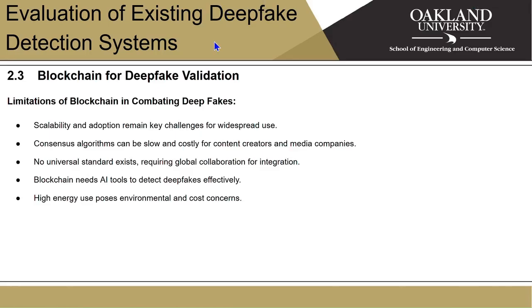Next, we have limitations of blockchain in combating deepfakes. There's scalability and adoption, which remain key issues for widespread use. Consensus algorithms can be slow and costly for content creators and media companies. No universal standard exists, requiring global collaboration for integration. Blockchain needs AI tools to detect deepfakes effectively. High energy use poses environmental and cost concerns.